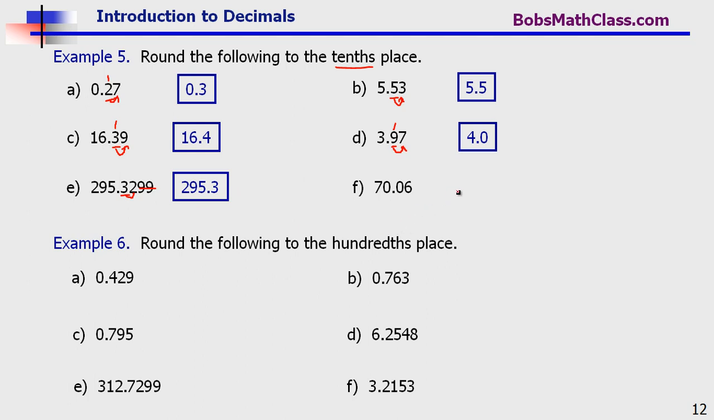Okay, last one for this part, 70.06. Tenth place is a 0. Look to the right, it's a 6. So that's 5 or more. What's our answer? Good, 70.1.